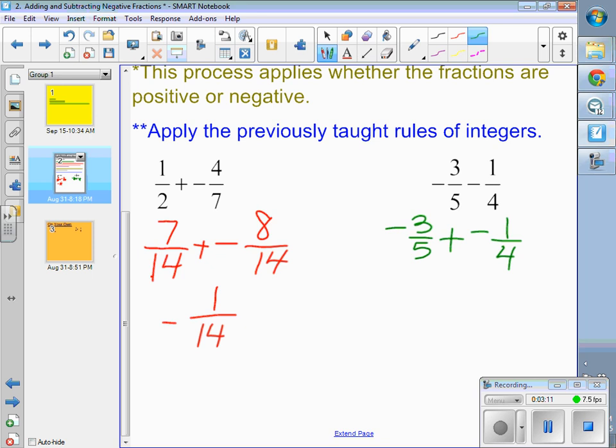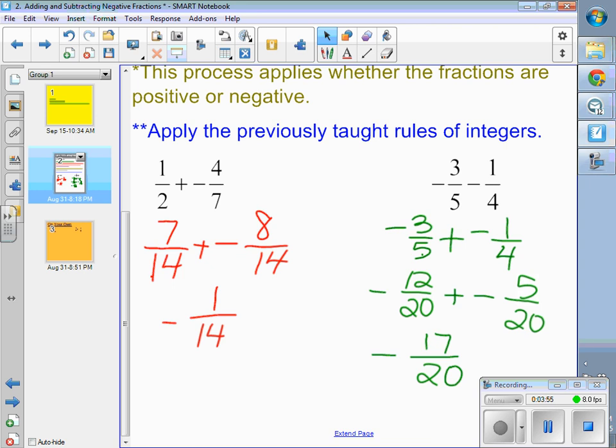Okay, now we've got to find a common denominator, which is 20. The 5th becomes 20th, so I multiplied by 4, so 3 times 4 is 12. 4th becomes 20th by multiplying by 5, so 1 multiplied by 5 is 5. Now, my integers are both negative, so I'm going to add my numerators, and I get 17/20, and I apply my shared sign of negative. All right, there we go.